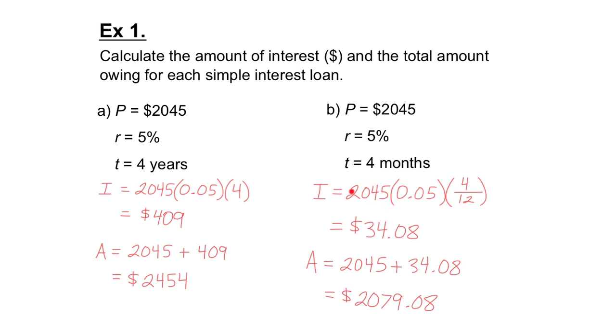So I do 2,045 multiplied by 0.05 multiplied by 4 divided by 12, and we get $34.08 in interest for a 4-month period. The total amount owing is going to be $2,079.08.